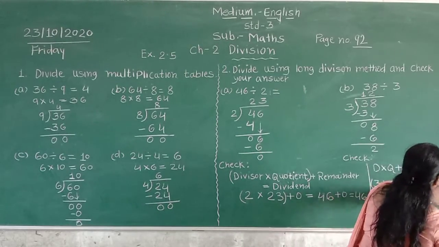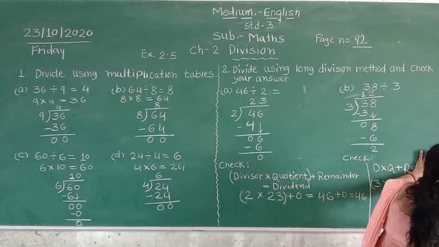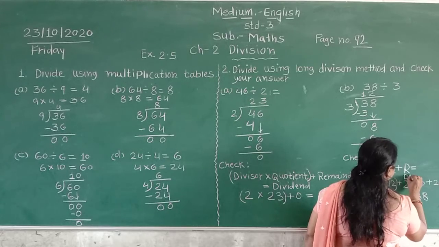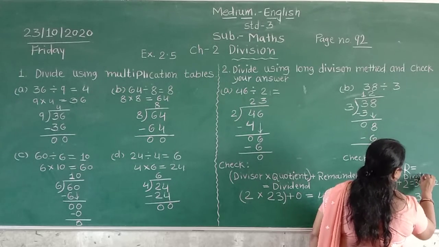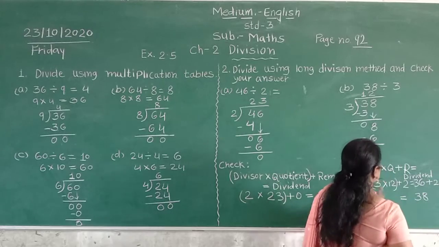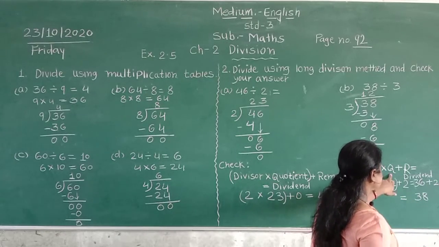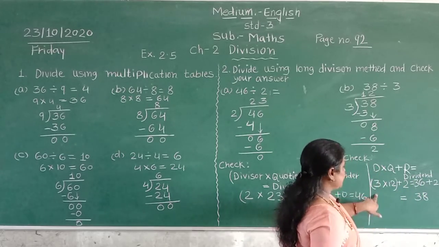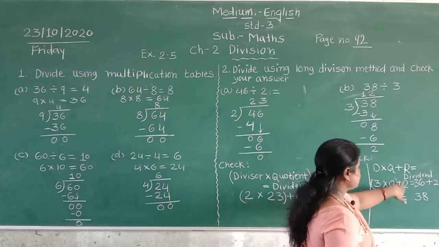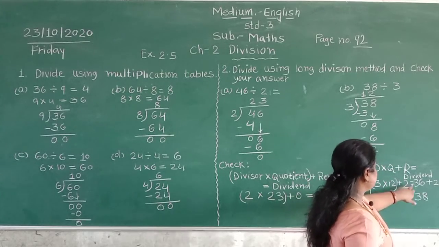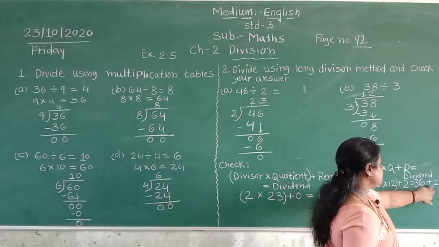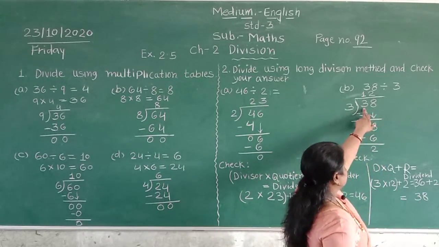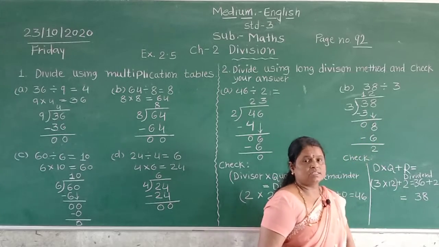Now here we write, downside, right equal dividend. So divisor multiply quotient plus remainder equal dividend. So 3 is the divisor, quotient 12 plus remainder 2, and we get 36 plus remainder 2, 38. Here also 38, here 38. So our answer is correct.